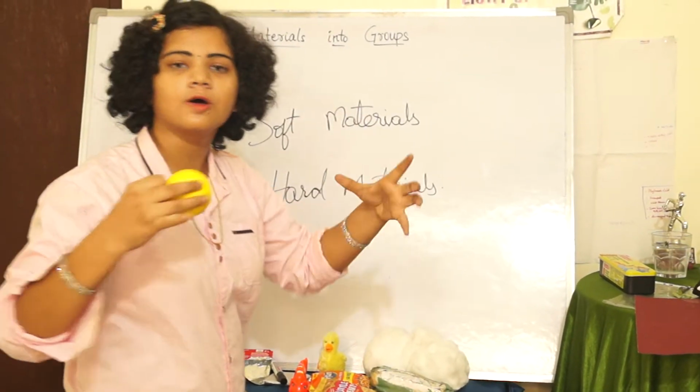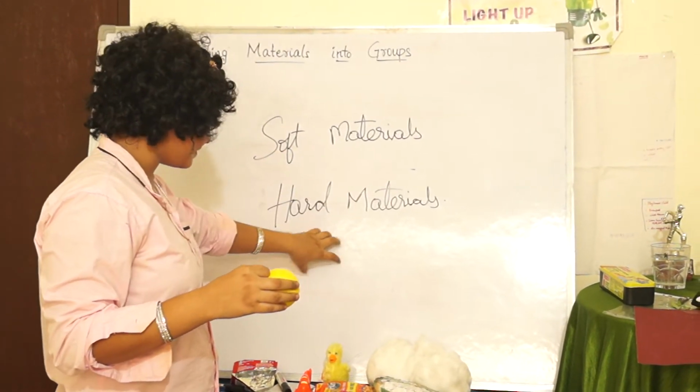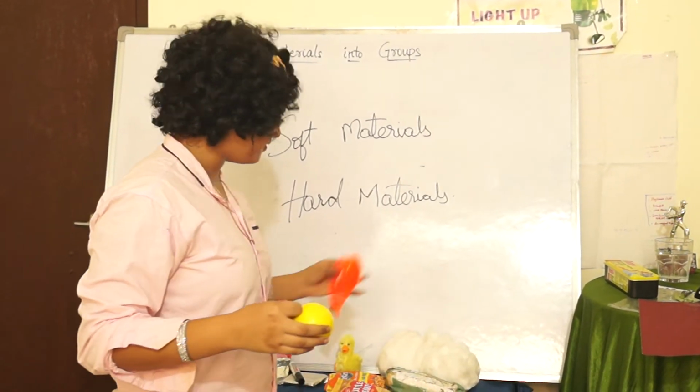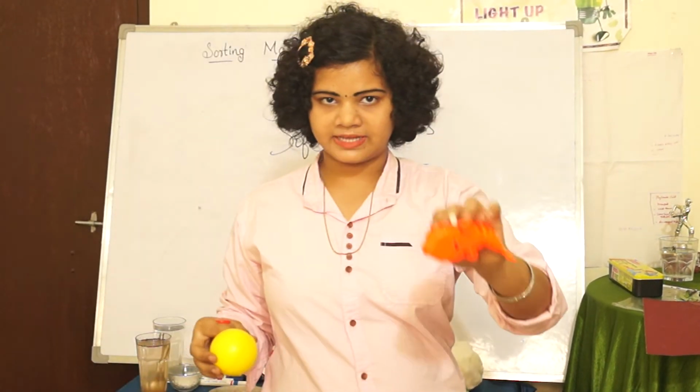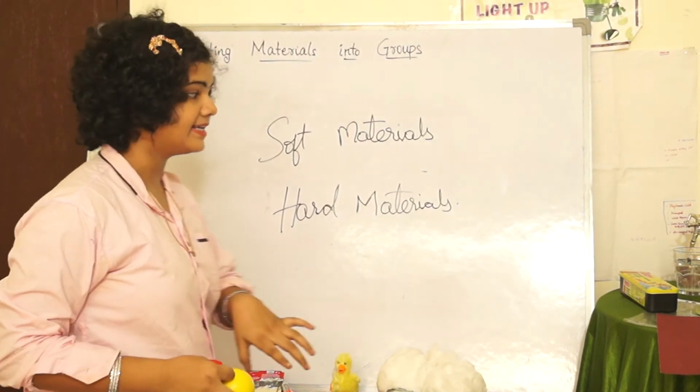So those objects are called soft materials, and the hard materials are the compass and the fish. This fish is not getting compressed, the toy fish. So these are the hard materials or hard substances.